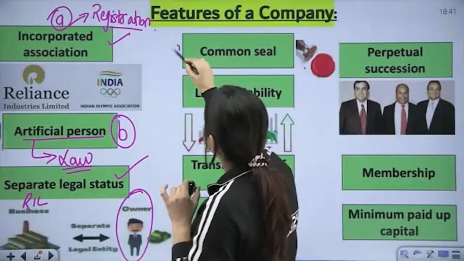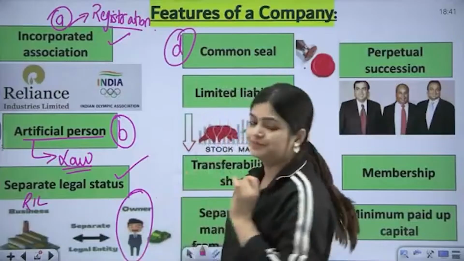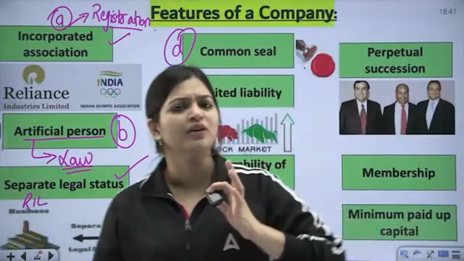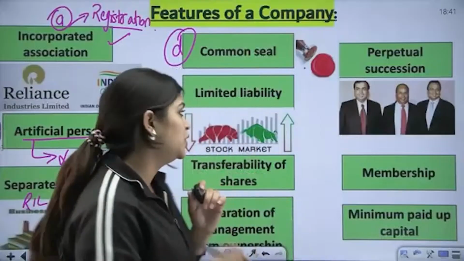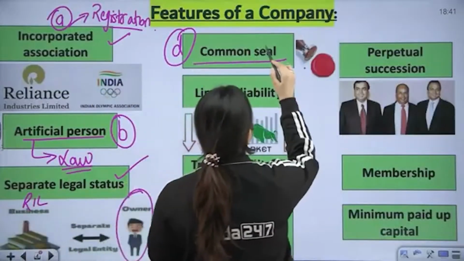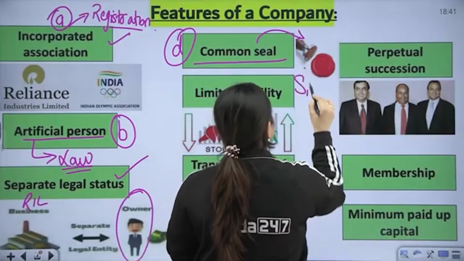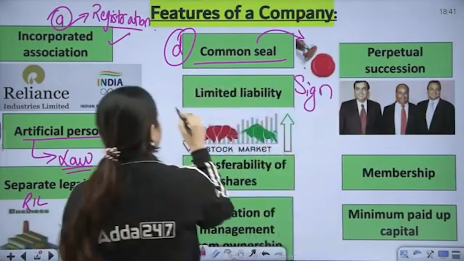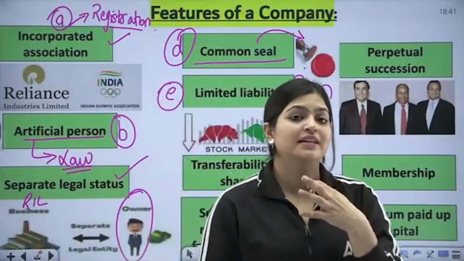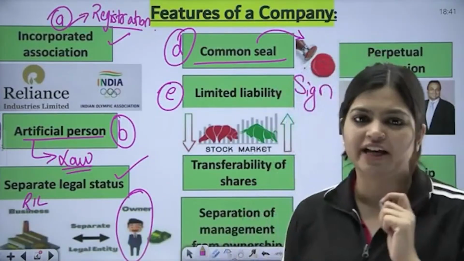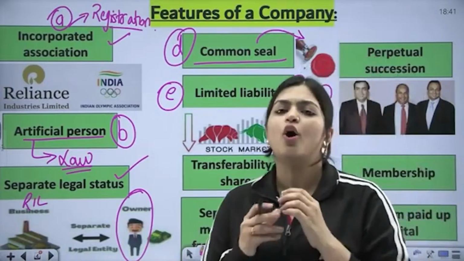Then next, the common seal. We all have our own individual signatures, correct? A company also requires a signature. That is the common seal. Common seal, sign. Then next is limited liability. Now when we talk about liability, that means obligation. Yes, that means obligation.